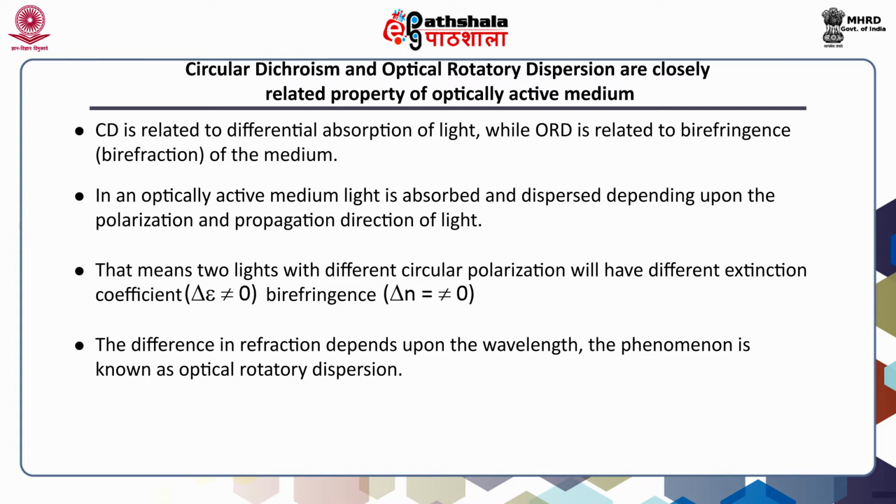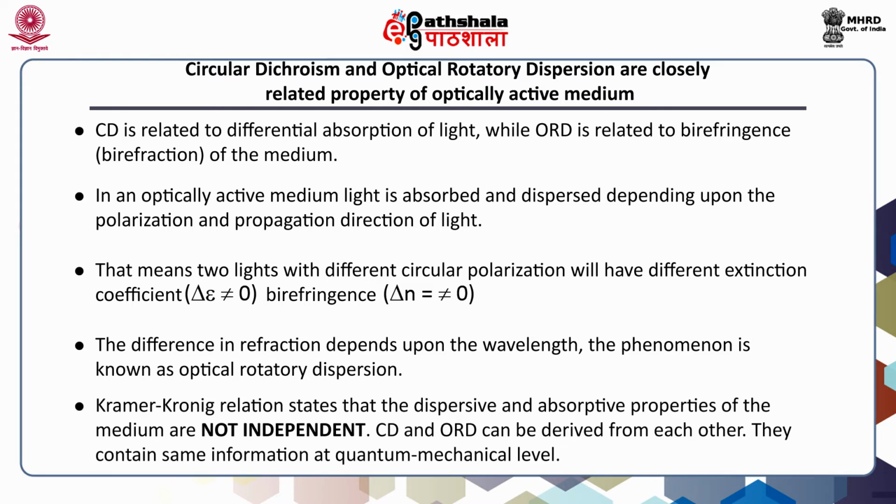We can say that the rate of change of rotation, or more precisely specific rotation or molar rotation, with respect to wavelength is the optical rotatory dispersion. CD and ORD are related optical properties of optically active media, as I mentioned earlier, and one can be derived from the other by using the Kramers-Kronig relations. It also means that dispersive and absorptive properties of optically active media are not independent, but can be determined if one of the properties is known, because both originate from the same electronic system of the optically active centers.